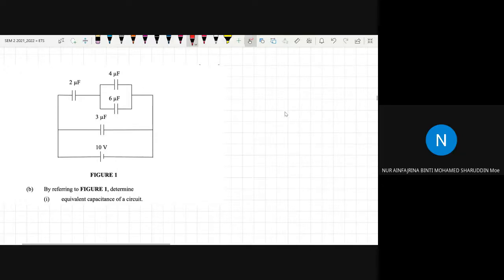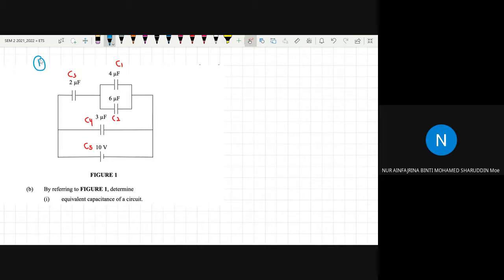Okay, now, so by referring to figure 1, determine equivalent capacitance of a circuit. So like I told you, for this question, I prefer if you guys can draw. Tak perlu nak draw cantik-cantik, tak perlu nak pakai ruler. Just a freehand draw and lukis je balik. So before you draw, after you already draw, label. So this is your capacitance 1, capacitance 2, capacitance 3, capacitance 4, and capacitance 5. So this is going to be my first step in drawing, my first drawing.